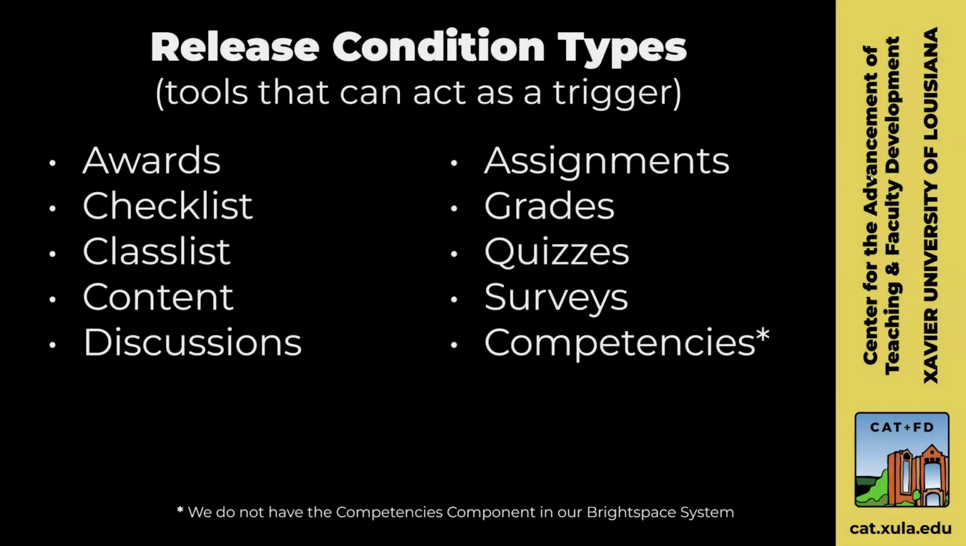And these are the release condition types. In other words, the tools that can act as a trigger for the release. So awards, checklists, the class list, as Jay was showing you in the list, these are the condition types. So if a student, for example, received a low score on a quiz, then you wanted to release additional course material to them, the quizzes tool could act as a trigger.